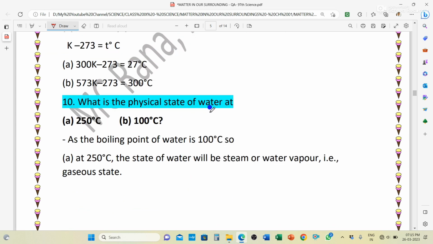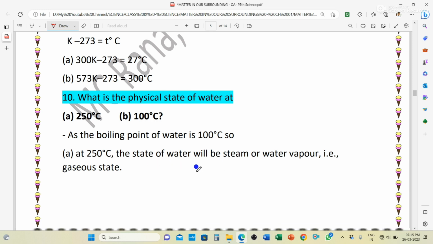What is the physical state of water at 250 degrees Celsius? As the boiling point of water is 100 degrees Celsius, at 250 degrees Celsius the state of water will be steam or water vapor, that is, gaseous state. Because the boiling point of water is 100 degrees Celsius, and 250 degrees Celsius is more than the boiling point, so the state of water will be steam or water vapor, that is, gaseous state.